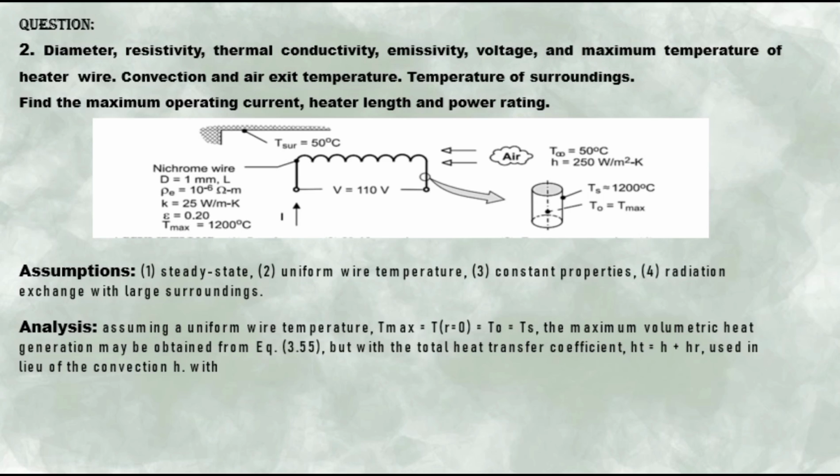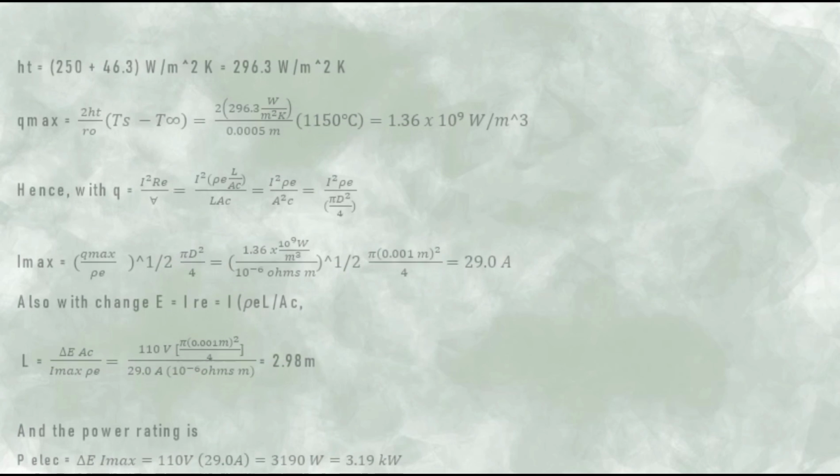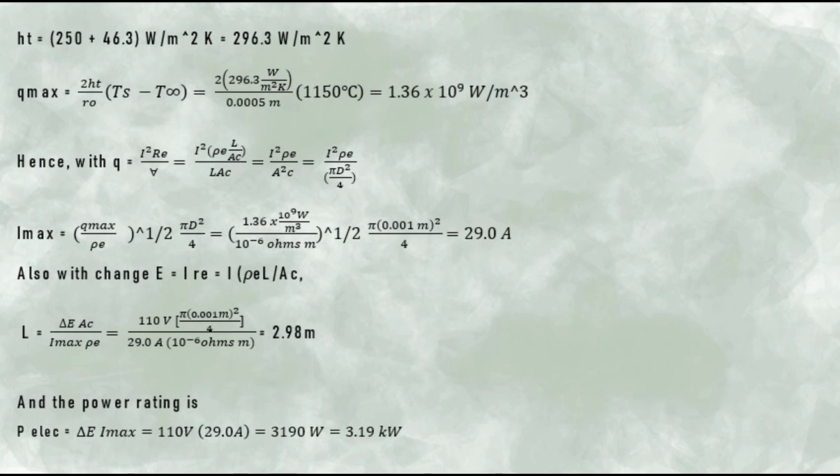And for our total heat transfer coefficient, we have H sub T is equal to H plus H sub R. And for our H sub R, we have 46.3 watts per square meter Kelvin. Now for our heat transfer coefficient, we will just add 250 plus 46.3 watts per square meter Kelvin. We have a total of 296.3 watts per square meter Kelvin.